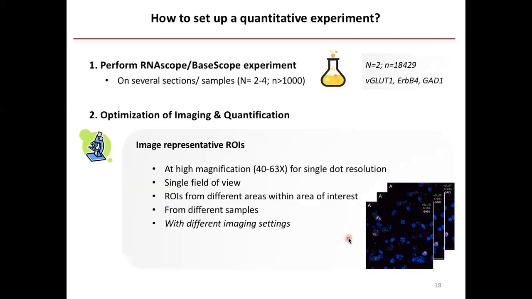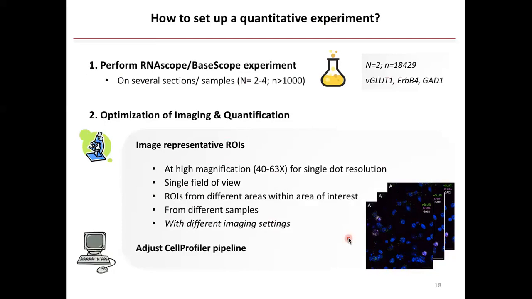I image a couple of distinct areas to make sure the pipeline works in different parts of the image. In this case, for instance, I imaged in different cortical layers and also from different samples. The latter is particularly important if you use samples such as wild-type and knockout samples with dramatic differences in expression levels. Then you would start to adjust your pipeline.